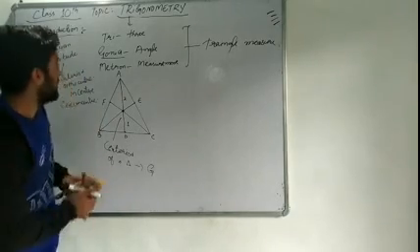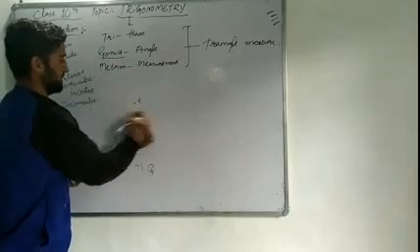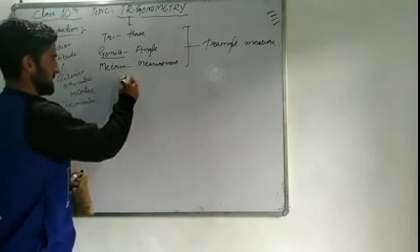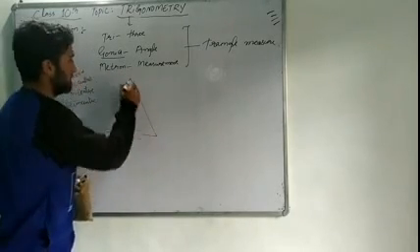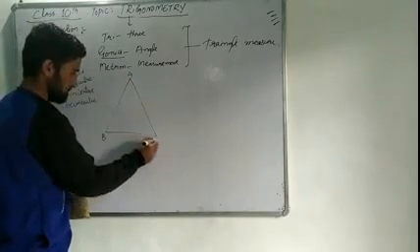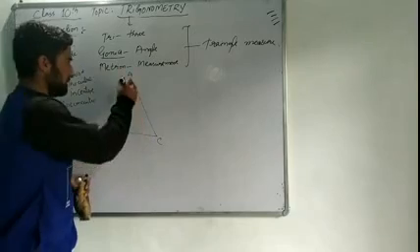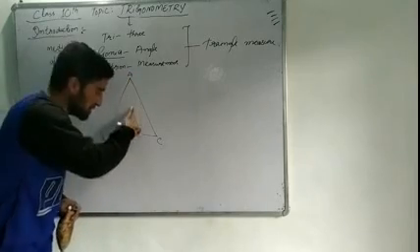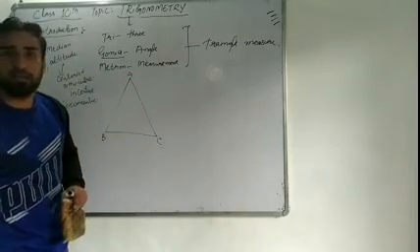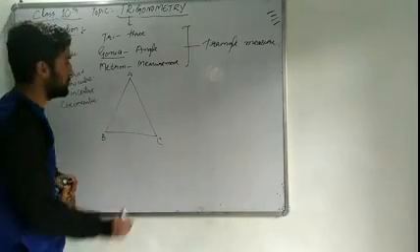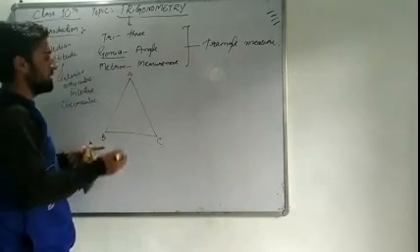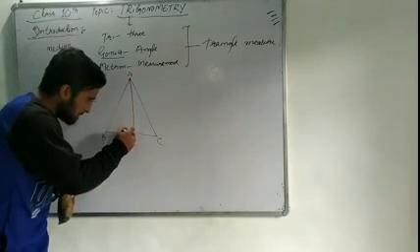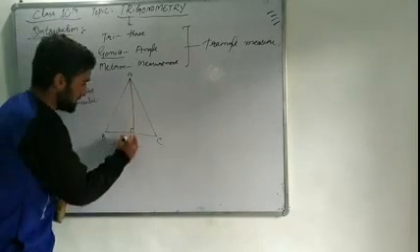Now let's move to the altitude. What is an altitude of a triangle? एक altitude क्या होता है? Let's take a triangle, say ABC. Now take a vertex A. If I draw a perpendicular from the vertex A to the opposite side, that line segment is called an altitude. So simply, एक altitude क्या होता है? It is a perpendicular drawn from the vertex to the opposite side. Let's suppose this is AD.